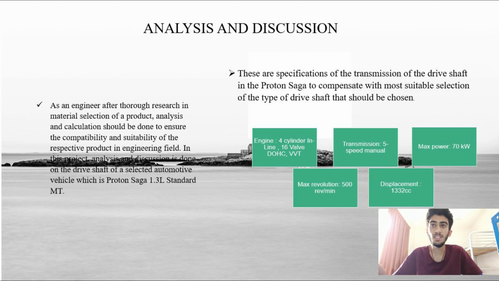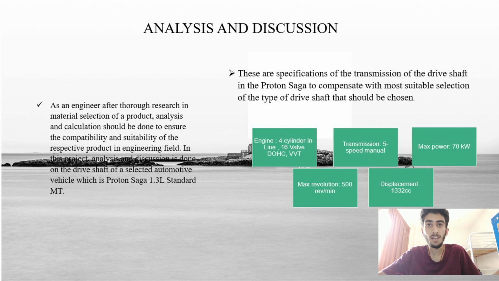Now I proceed with the analysis and discussion of the driveshaft. As an engineer, after thorough research in material selection of a product, analysis and calculation should be done to ensure compatibility and suitability of the respective product in the engineering field. In this project, analysis and discussion is done on the driveshaft of a selected automotive vehicle, which is the Proton Saga 1.3 litre standard engine. These are the specifications of the transmission and driveshaft of the engine to help with the suitable selection of the type of driveshaft that should be chosen.